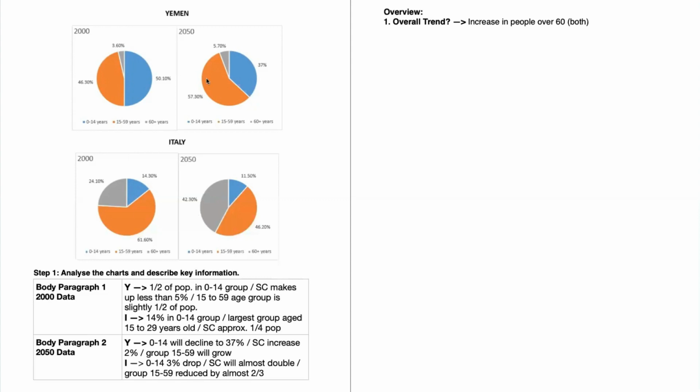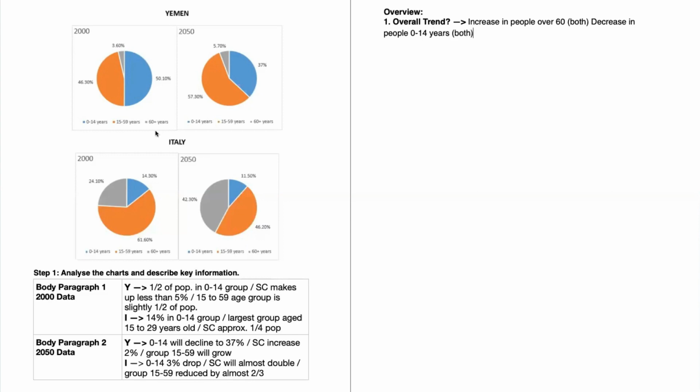And another thing I want to look at is 0 to 14 years. Now that is the blue. So you see how in Yemen, it starts at 50.10%, but then it decreases to 37%. And the same thing in Italy. It starts at 14.30 in 2000 and decreases in 2050 to 11.50. So I'm going to say a decrease in people 0 to 14 years. And of course, I'll put both.